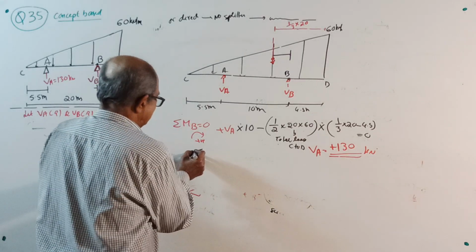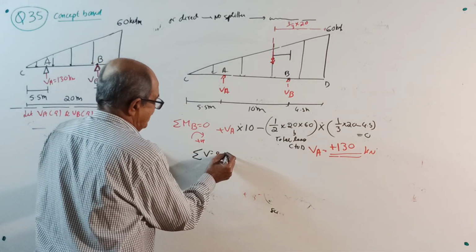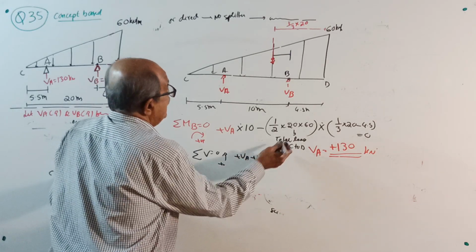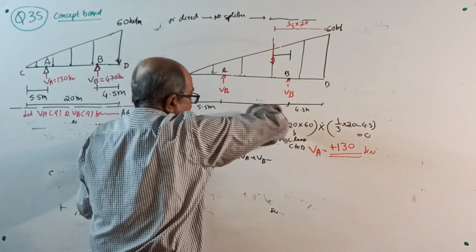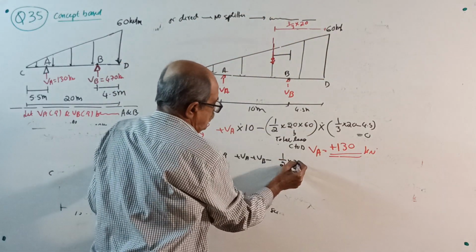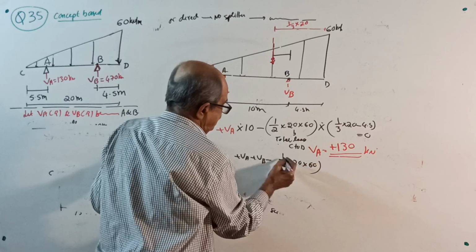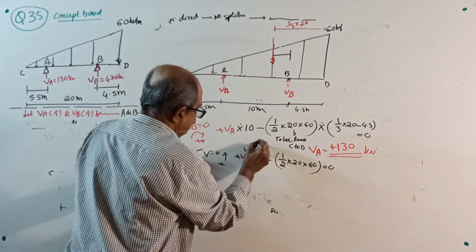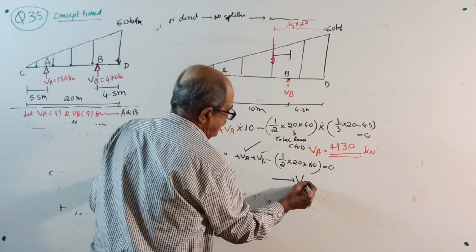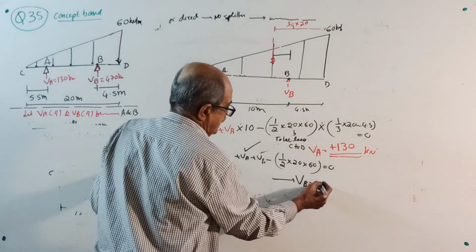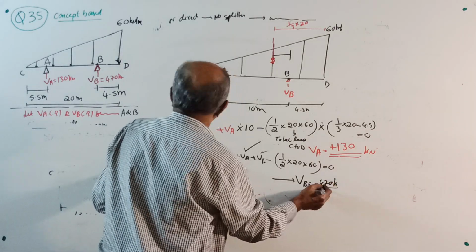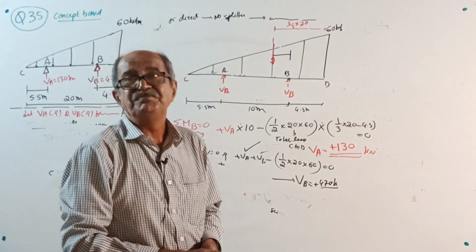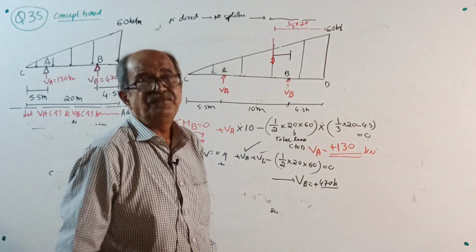Okay. Then lastly, sigma V equals 0. Why red color? Black color will do. Plus VA plus VB minus the entire total load, half into 20 into 60, equal to 0. Substitute for VA, you get the value of VB. 470 kilonewton. Okay, see, the solution is the same. So I solved it 6 times today. Each time the final answer came the same.